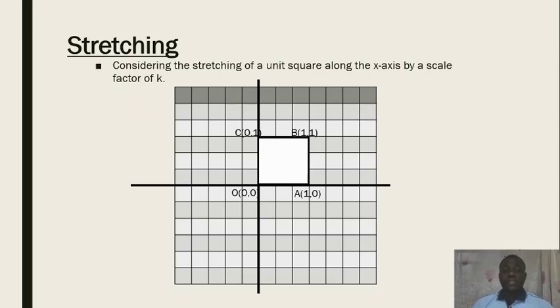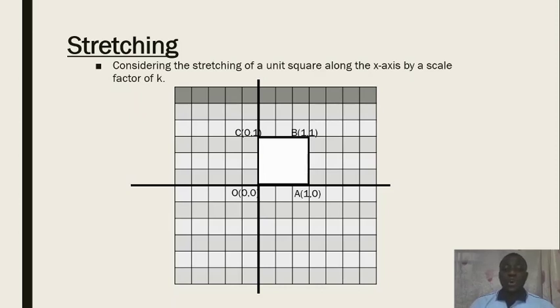Now let us look at the first graph. In this first graph, the coordinates of the vertices of the unit square are 0, 0; 1, 0; 1, 1; and 0, 1. A stands for 1, 0, O stands for 0, 0, B stands for 1, 1, and C stands for 0, 1. Now we are considering the stretching of a unit square along the x-axis.